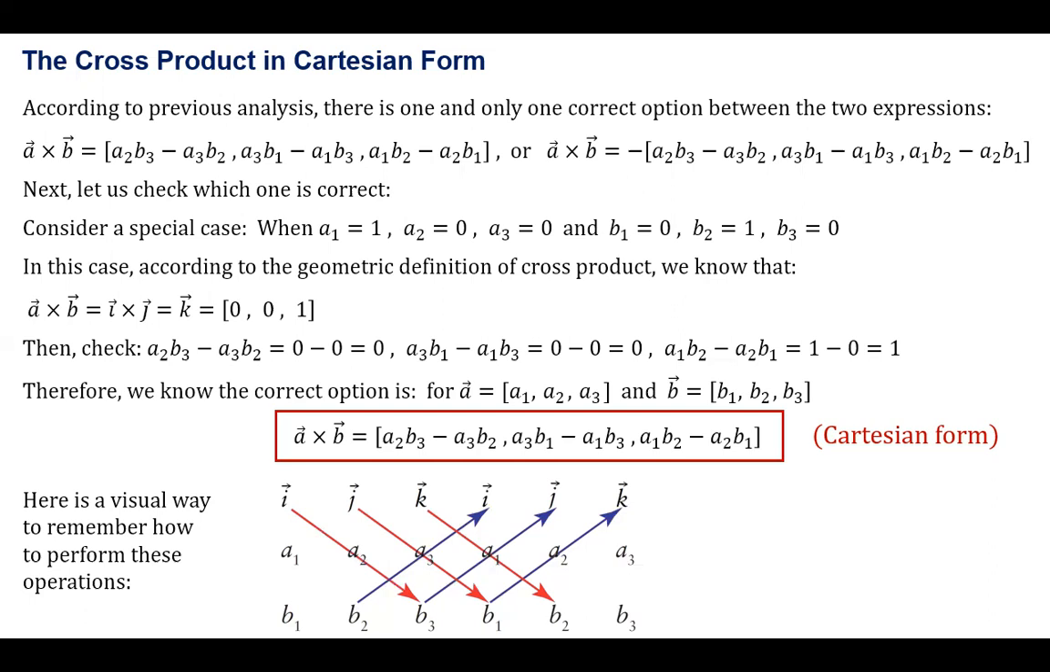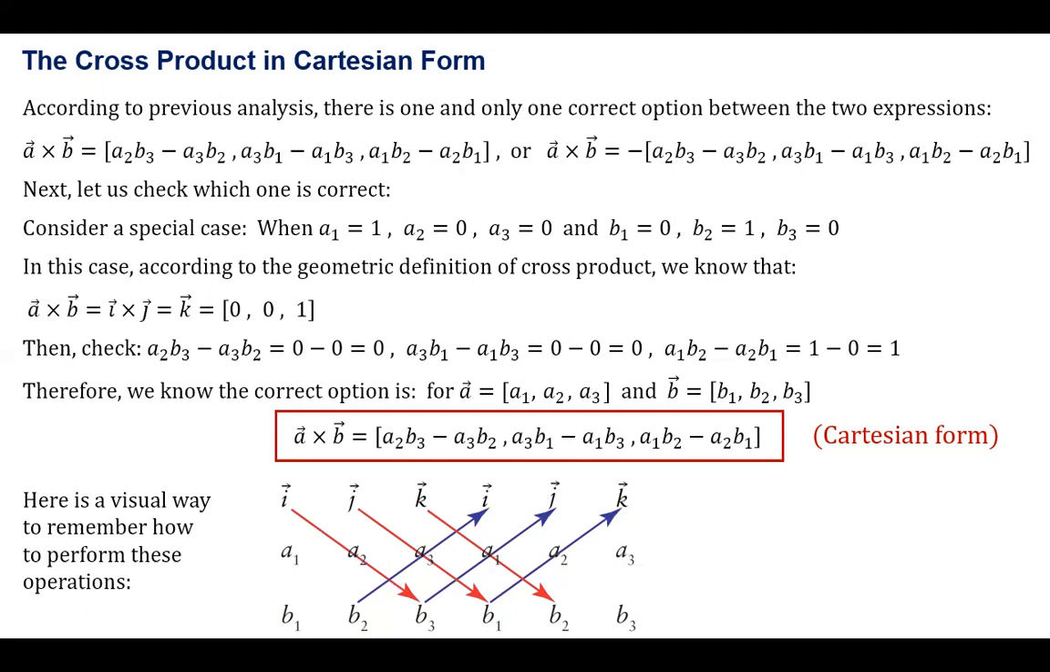Which means A cross B is given by the following vector: A2 B3 minus A3 B2, that's the x component. The y component is A3 B1 minus A1 B3. The z component is A1 B2 minus A2 B1. That's the Cartesian form of A cross B. Can you follow me?